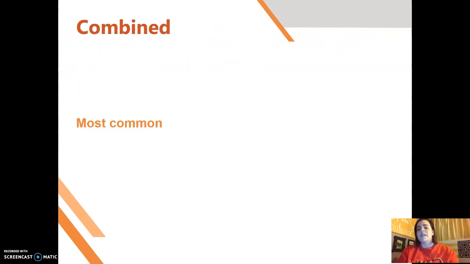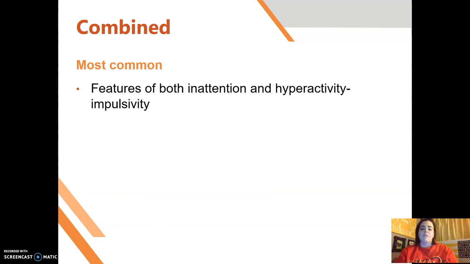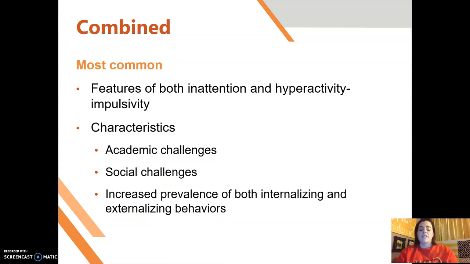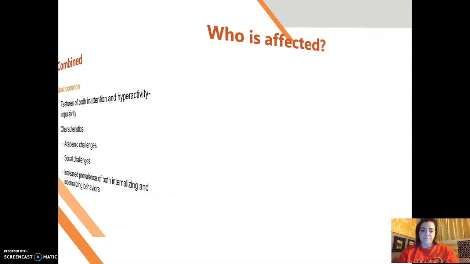A combined of those two is the most common one. It has features of both inattention and hyperactivity impulsivity. The characteristics include academic challenges, social challenges, and increased prevalence of both internalizing and externalizing behaviors.